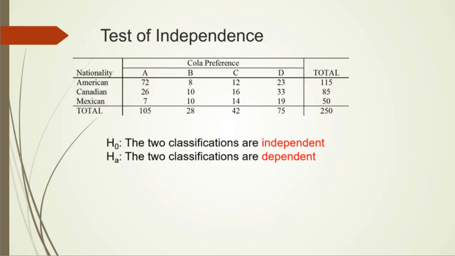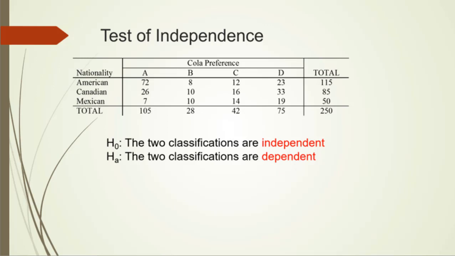Out of the 115 Americans recruited for this study, 72 preferred cola A, 8 preferred B, 12 C, 23 D. You also recruited 85 Canadians and 50 Mexicans. The results are presented in this table. It is clear that we can classify the subjects according to either their nationalities or their cola preference.